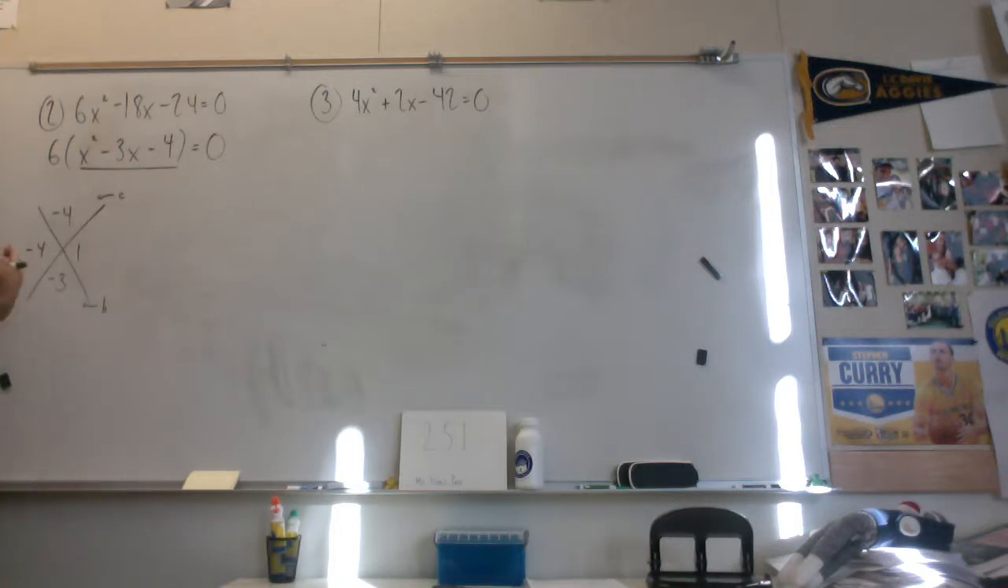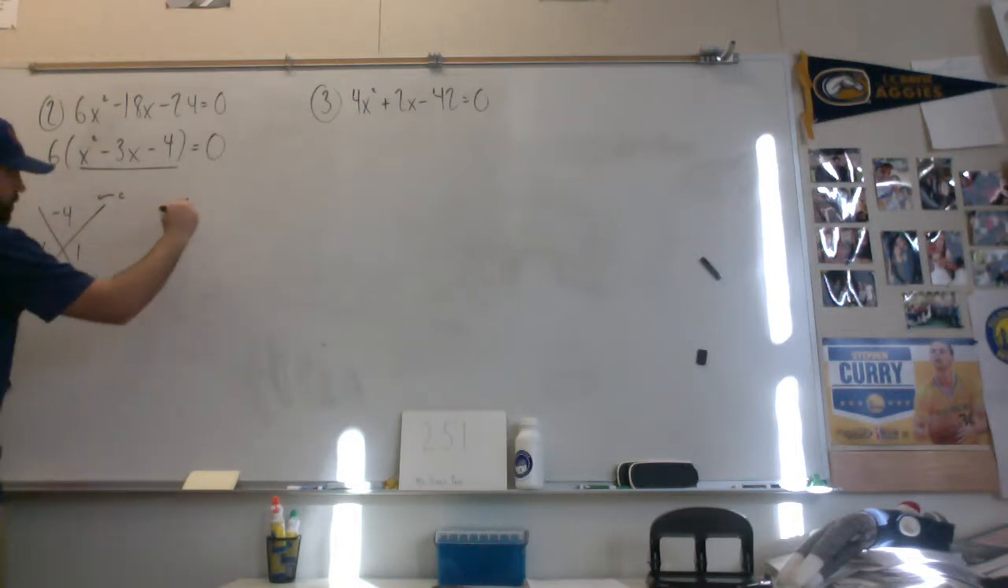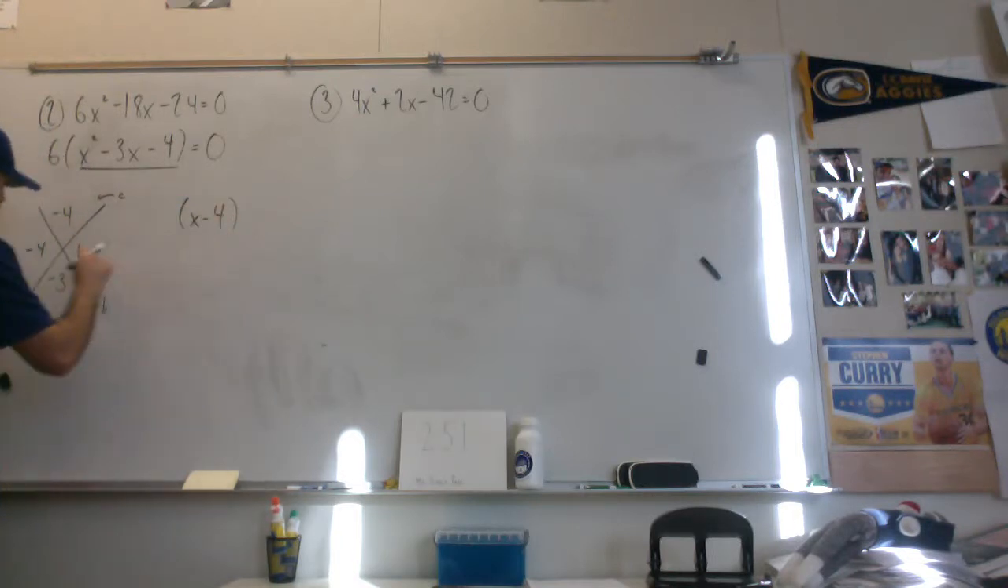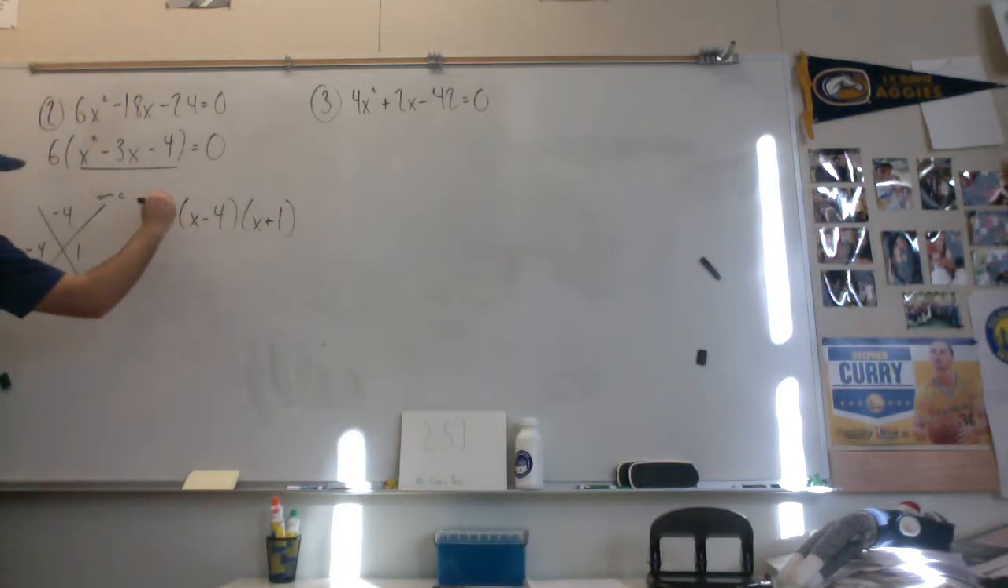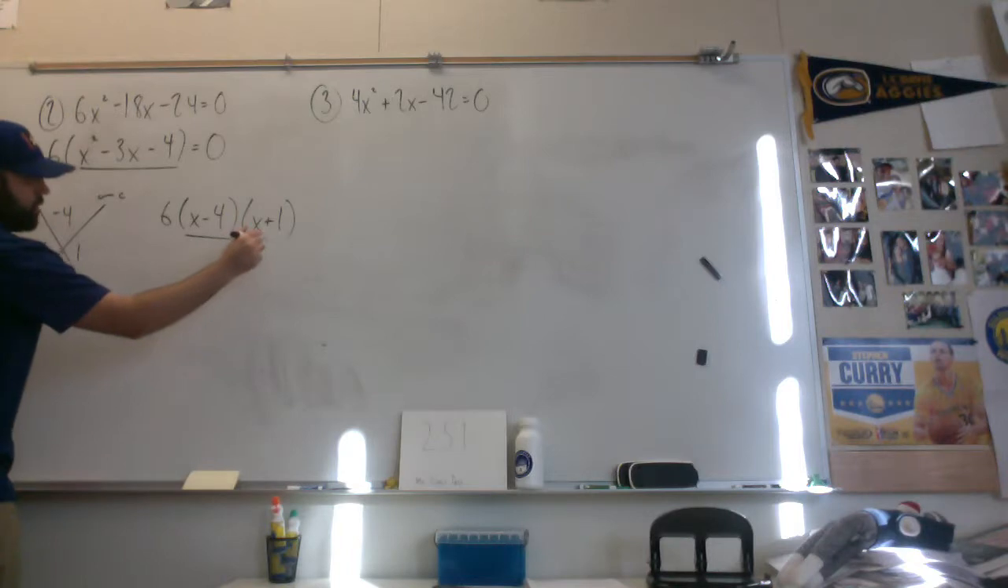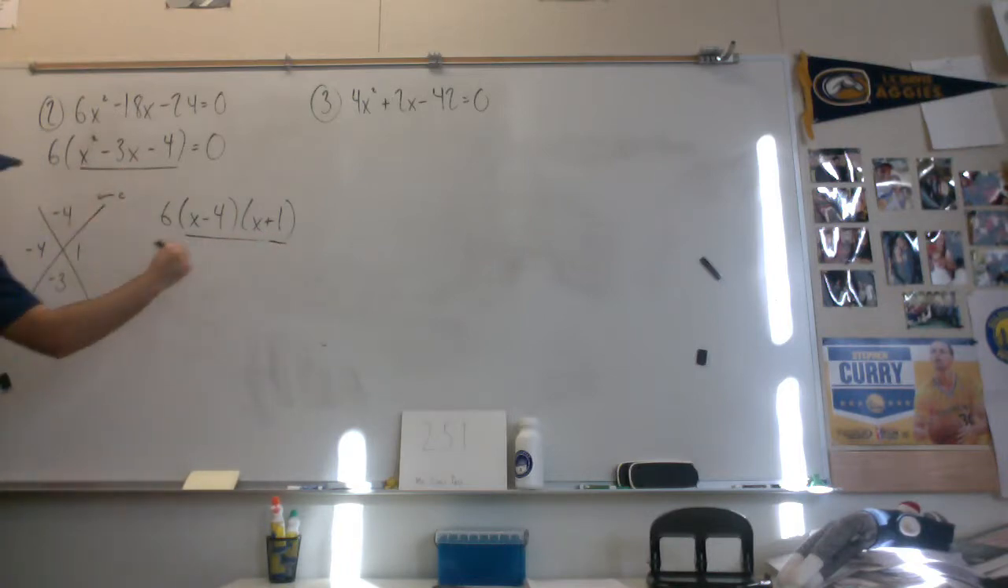So what this tells us, and this is only if you have an a value of 1, right? It's just x squared by itself. This tells you that this underlined part factors to be x minus 4 times x plus 1. Right? Still 6 in front. So this underlined part and that underlined part are the same.